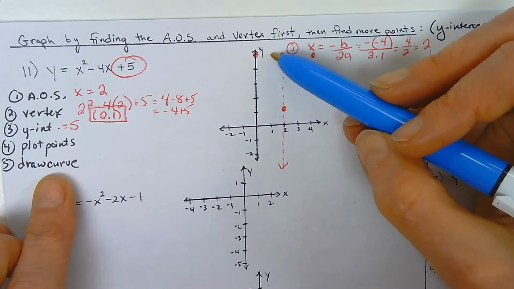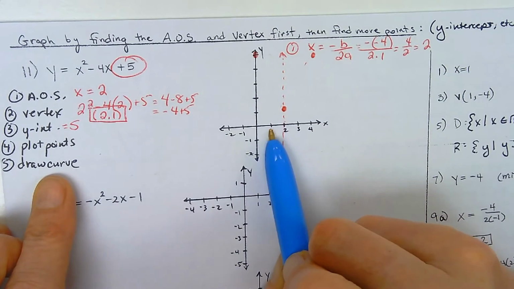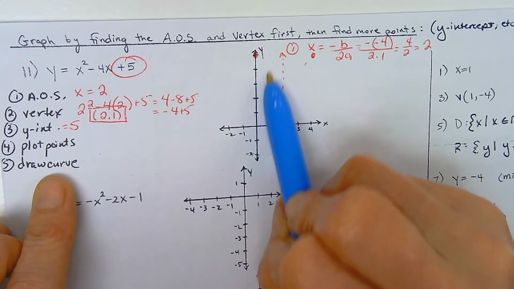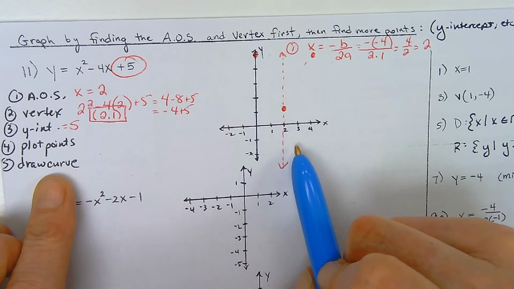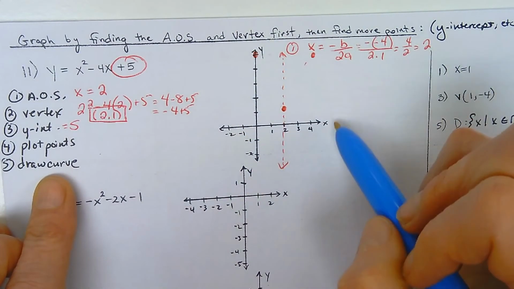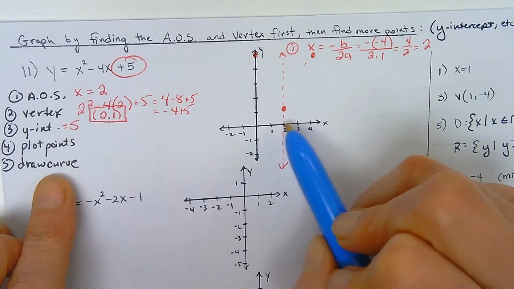Now I'll need to find 2 more points. In other words, I'll find 1 and then reflect it. I can use this value for x here in the function, and that will give me some y value up here. Or I can use 3, and that should give me some value here. I'm not going to use negative 1 because it's going to probably give me some very big value. And if I use 5, same thing. So I'm going to use something in between these 2 points.